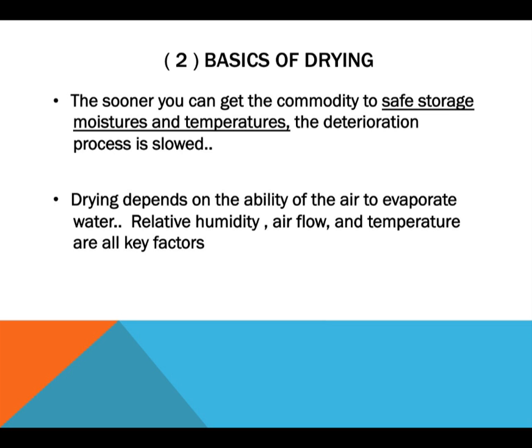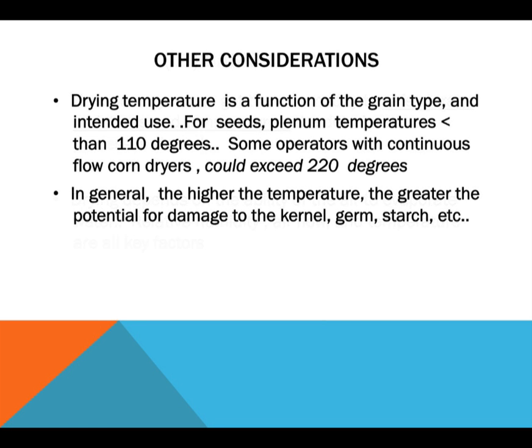Your drying really depends on the ability of the air to evaporate water. Relative humidity, airflow, and temperature are the three key factors in this process. There are other factors, such as the drying temperature, the temperature you want to dry at. Here I talk a little bit about plenum temperatures for seeds, which I'll show you a chart for, and on some corn dryers, you may see them get as high as 200 to 220 degrees. In general, the higher the temperature, the greater the potential for damage.